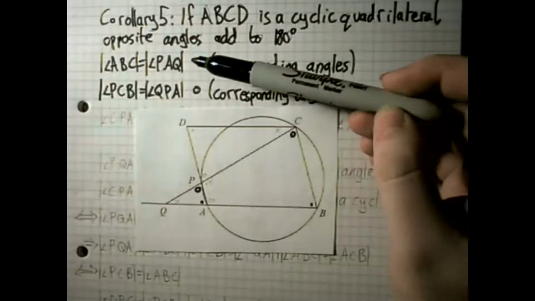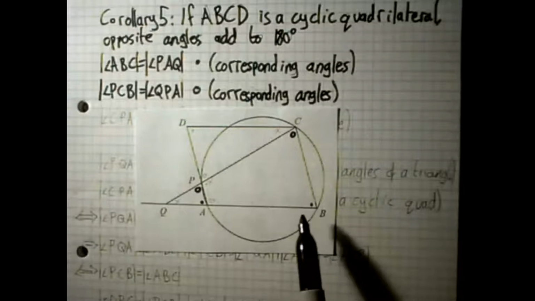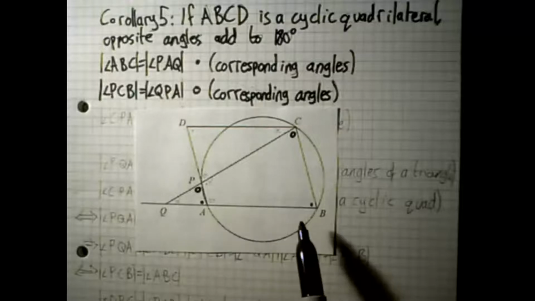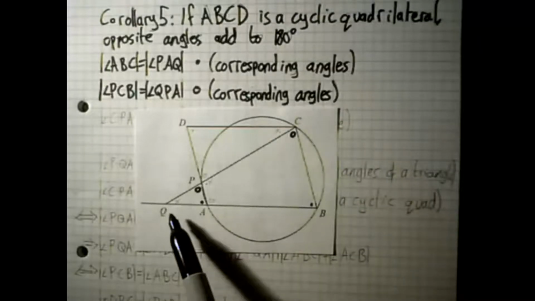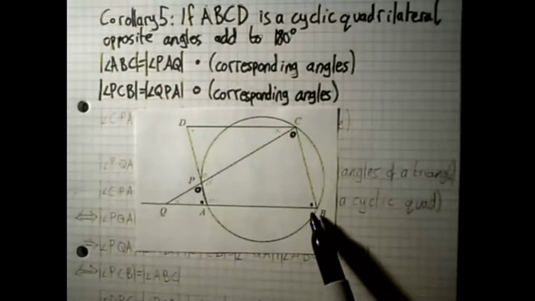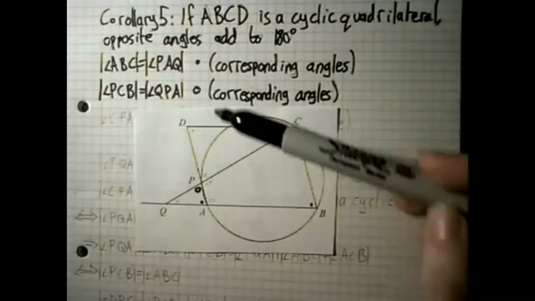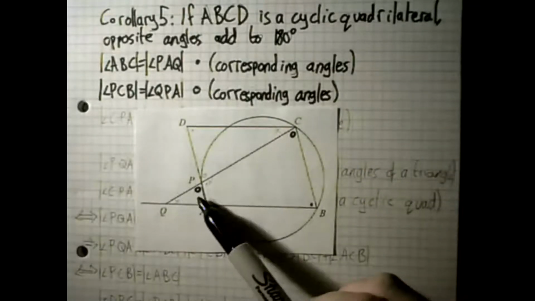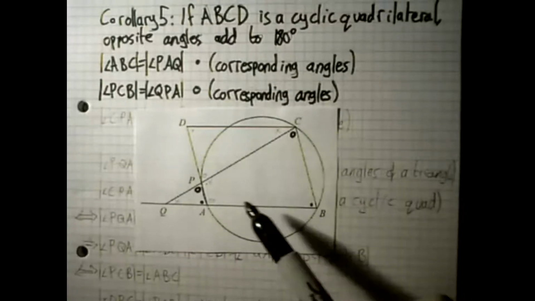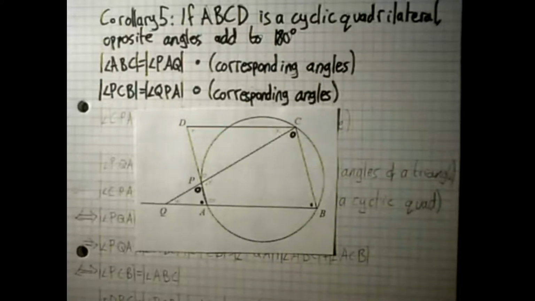So first of all I'm going to say the angle ABC is equal to the angle PAQ, that's this angle here is equal to this angle here, and that's because AP and CD are parallel. They have a common line, this QB, so therefore those two angles are corresponding. Similarly, PCB is equal to QPA, denoted by a circle, so this angle is equal to this angle, again because these two lines are parallel and they have a common line, so those two are corresponding angles.